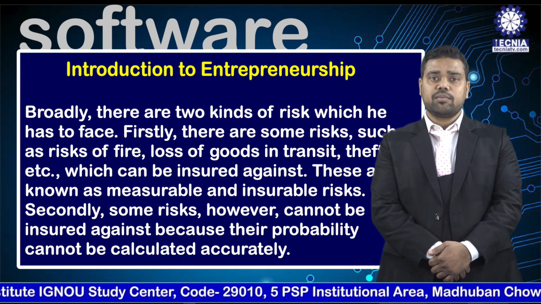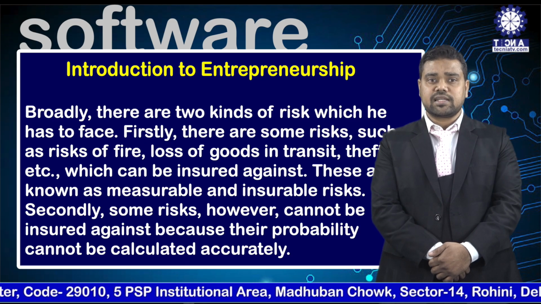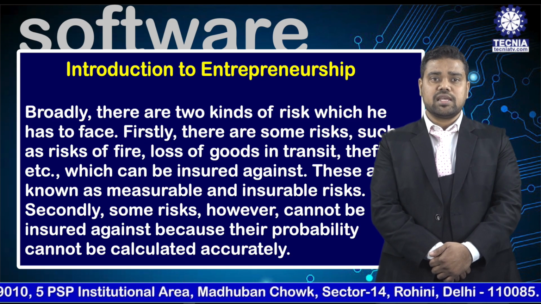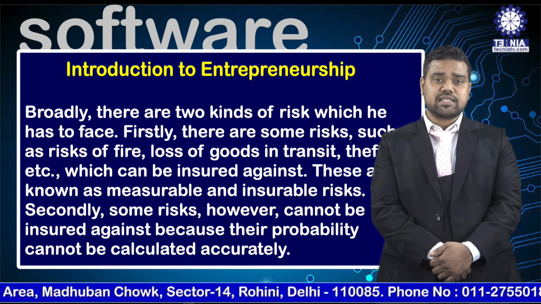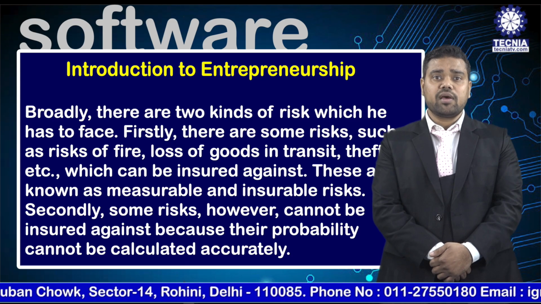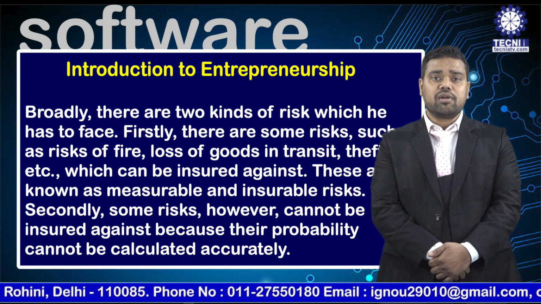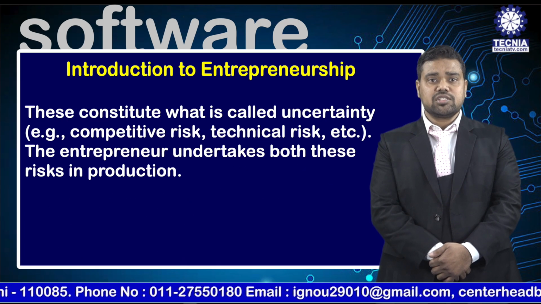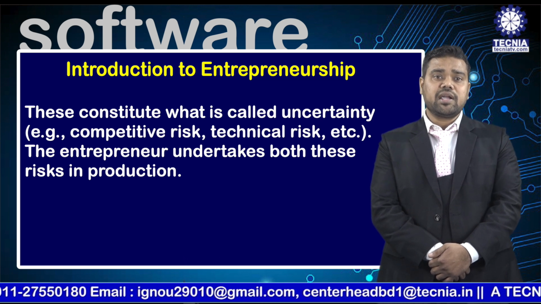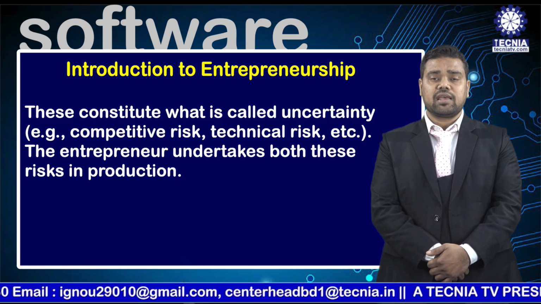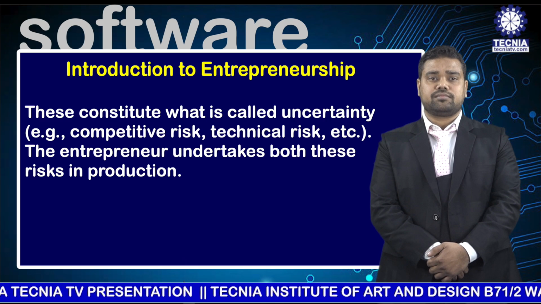Firstly, there are some risks such as risk of fire, loss of goods in transit, theft, etc., which can be insured against. These are known as measurable and insurable risks. Then the second one, some risks, however, cannot be insured against because their probability cannot be calculated accurately. These constitute what is called uncertainty. For example, competitive risks and technical risks likewise. The entrepreneur undertakes both these risks in the production.